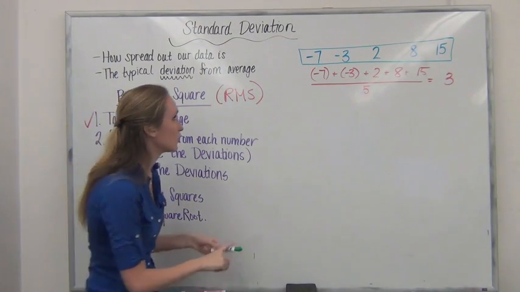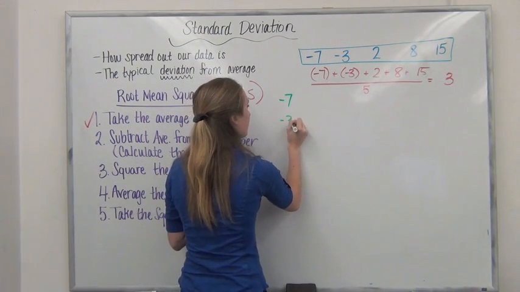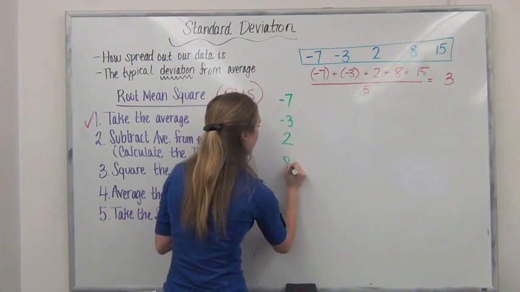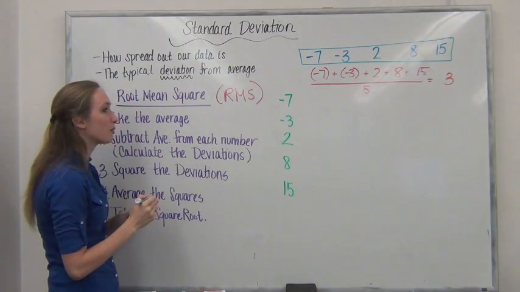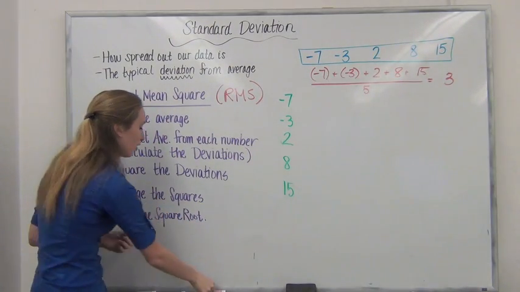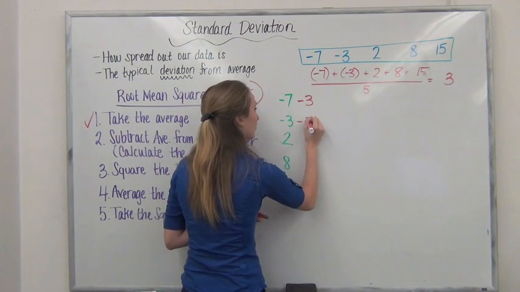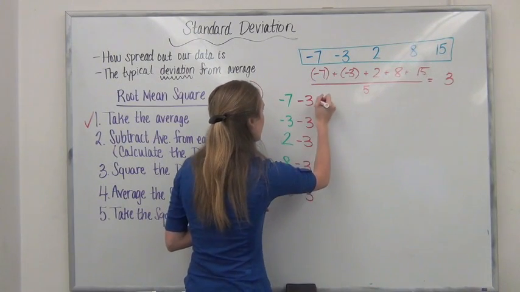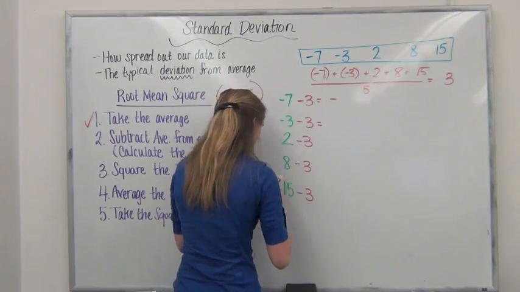So this is where I like to work vertically now. I like to line the numbers up going down. It's a little bit easier to see the pattern. Okay, so here's my list of numbers, and next I'm going to subtract the average from each. My average was in pink before, so we're going to subtract 3 all the way down. All right, so negative 7 minus 3 is negative 10. Let's come up with a new color.